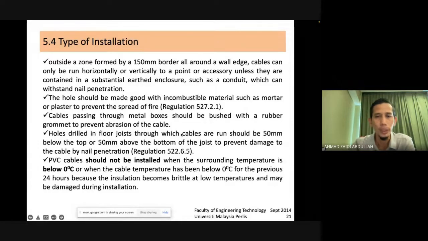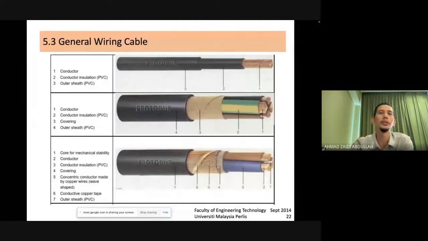Okay. And then yang ni satu lagi ni, floor joist through which cable are run should be 50 mm below the top or 50 mm above the bottom. Maksudnya kalau kita letak apa-apa paku yang melekat tu untuk pegang kabel tu, make sure dia tak melepasi kawasan tu lah. Macam paku dia lebih kan. Itu maksud dia yang tu lah. Lubang yang kita drill kat floor tu, katakan which cable are run, kalau kita tak nak, nanti dia akan mengganggu, akan bagi kabel lain luka. Itu function dia.